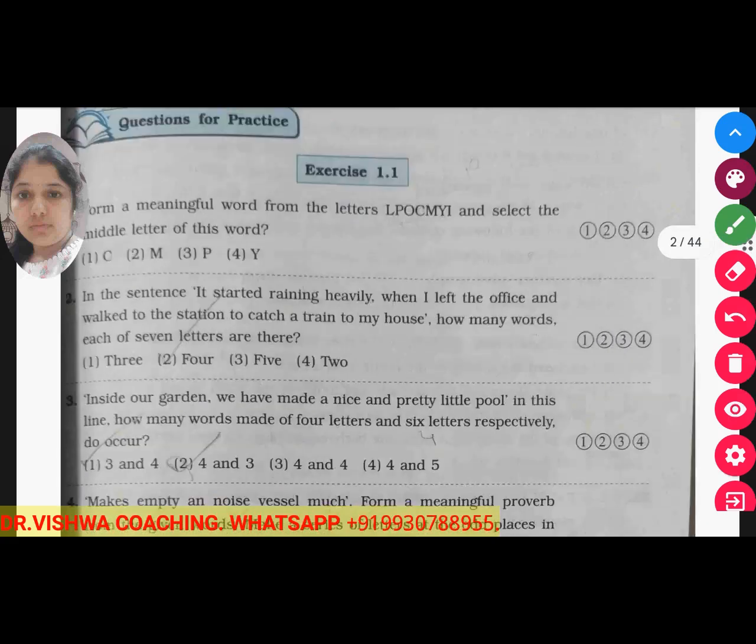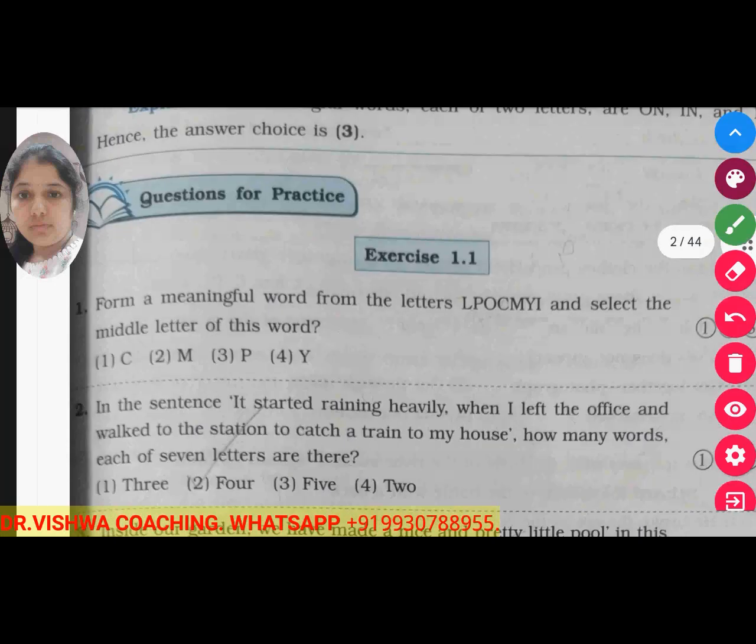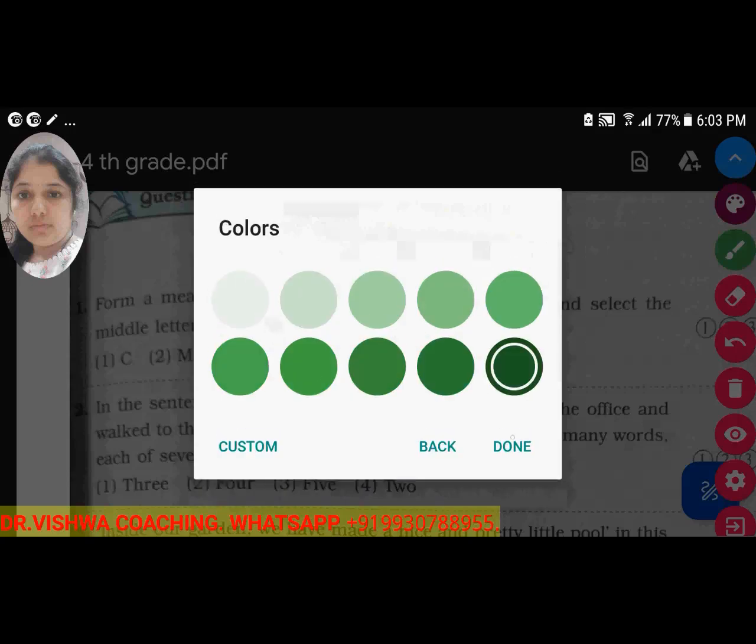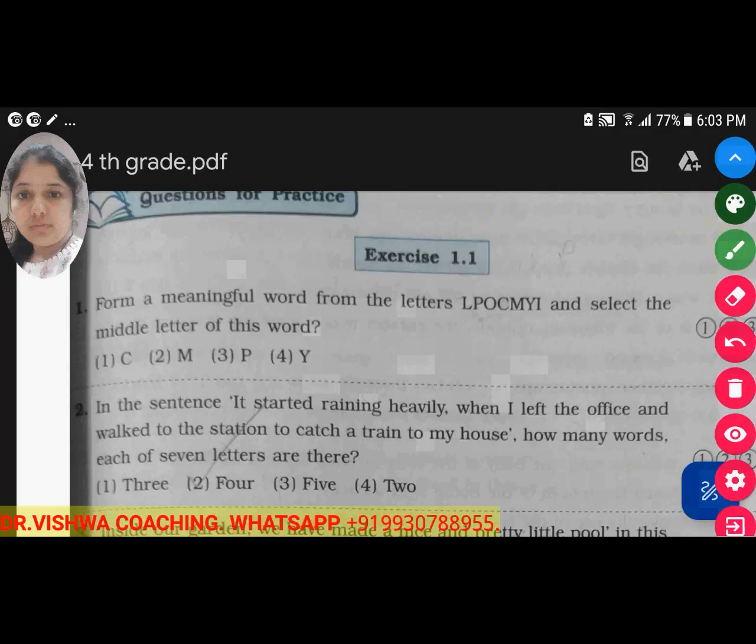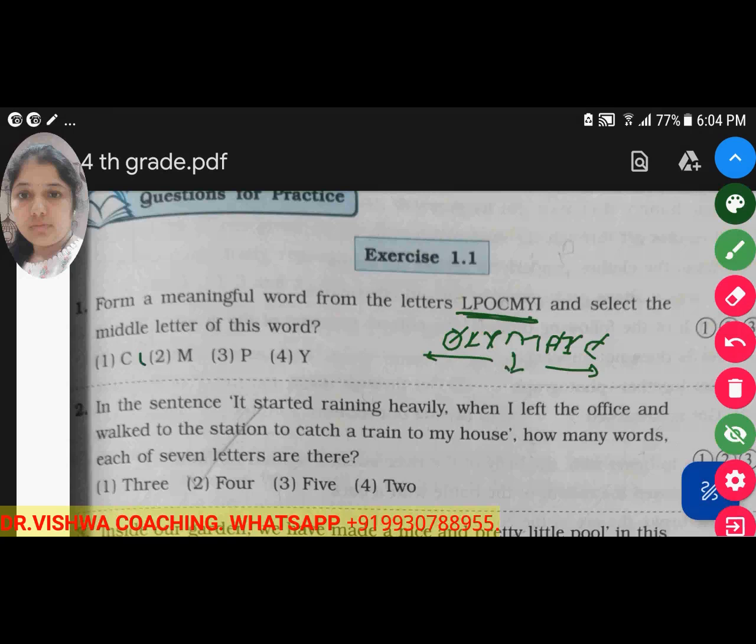Okay, here. So now see, form a meaningful word from the given letters and select the middle letter from the word. So if you look at the letters carefully, the meaningful word formed here is Olympic. Okay, now calculate which letter comes in the middle. So one from left and right I am going to cancel step by step. Now see, three letters from left side I have cancelled, three letters from right side I have cancelled, and M is there in the middle. So your correct option is option number 2 here.